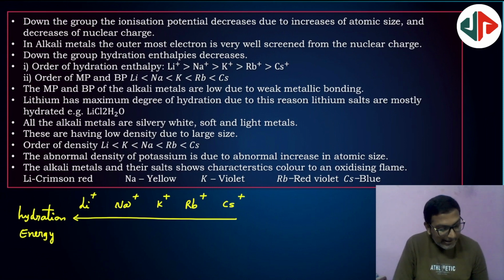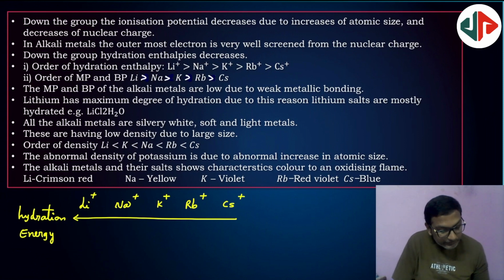Next. The order of hydration energy: lithium highest, cesium least. Next, the order of melting and boiling points. The order is reversed here, and it should be like this: Li, Na, K, Rb and Cs. Lithium has the highest melting and boiling point due to more metallic bond strength. Remember that point.